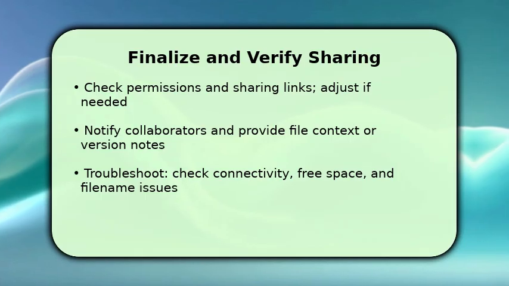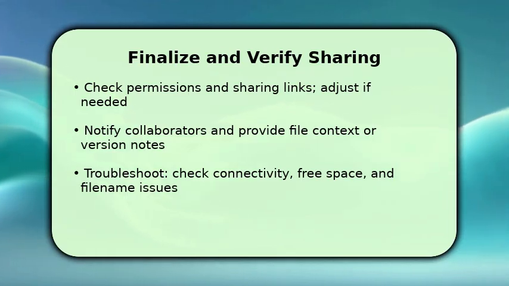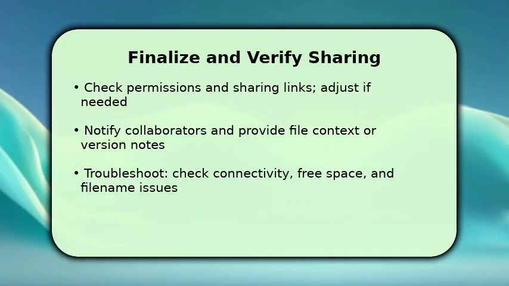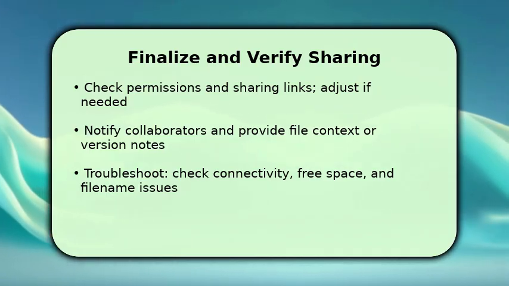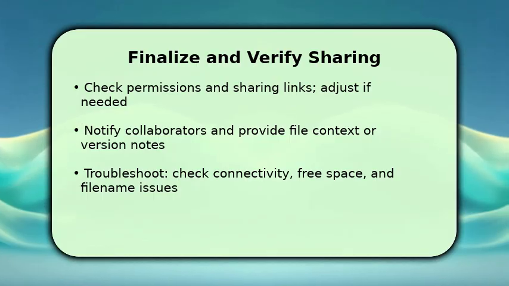Once done, notify collaborators with context and version notes so they know what changed. If something goes wrong, check basic troubleshooting items: your network connection, available disk or cloud quota, and illegal file names that block syncing. Make sure to retest access from another account or device so you confirm the files are usable for the whole team.